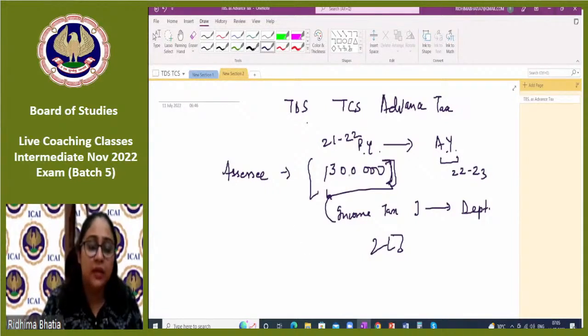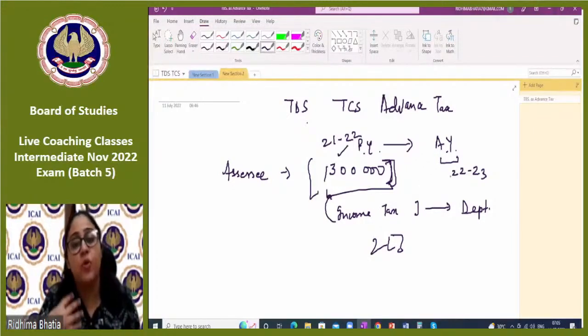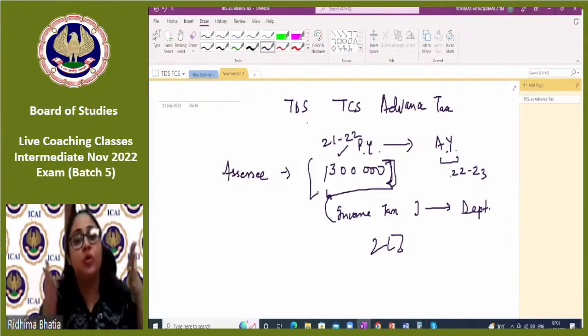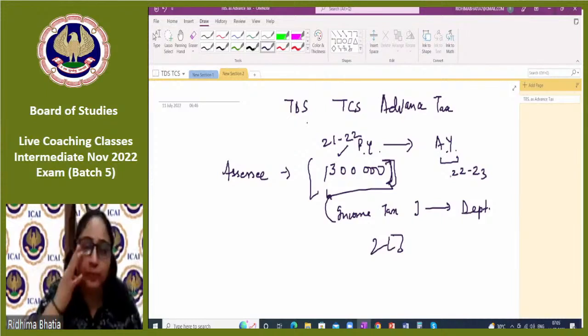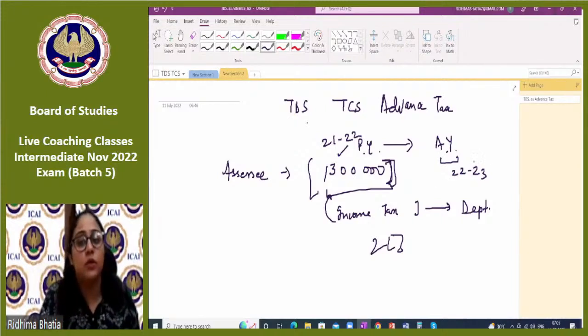Correct. Income was earned when? In previous year 21-22. When will the tax be assessed? Assess means compute, when? When you will sit and analyze, only when the previous year is over. That would happen in 22-23. Correct. You will pay this tax. Simple. I think we all know this.